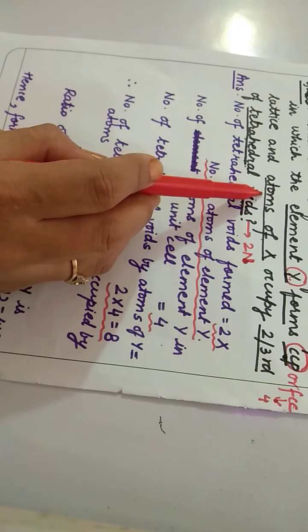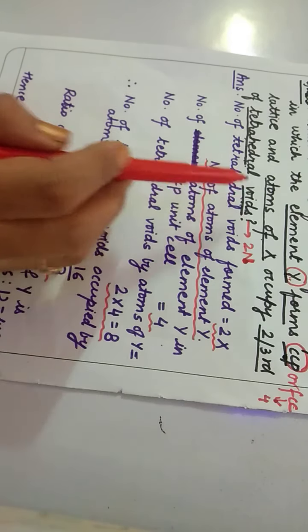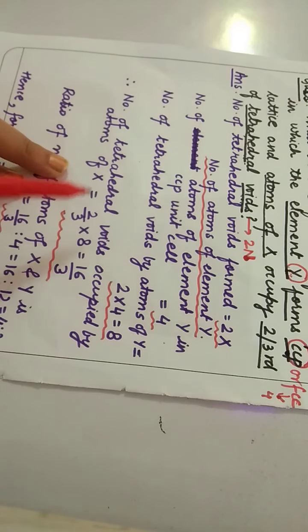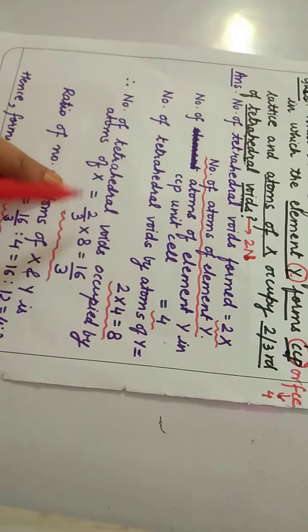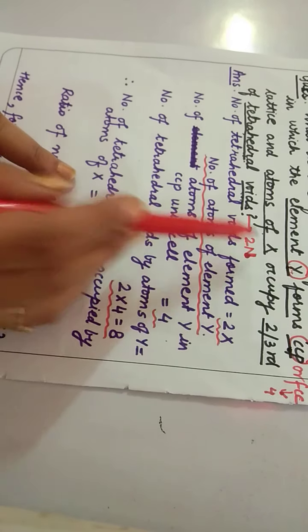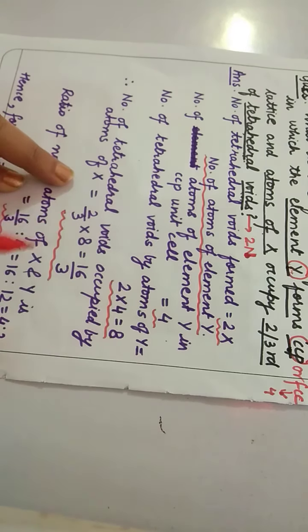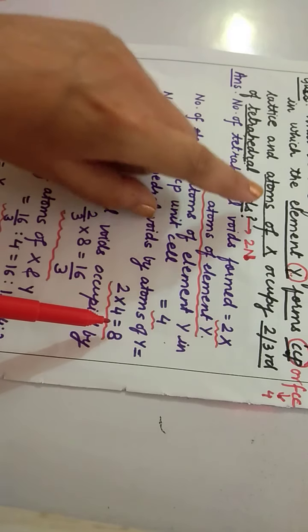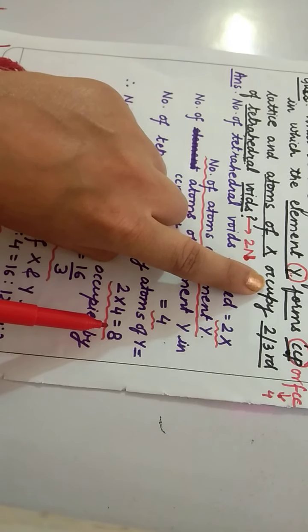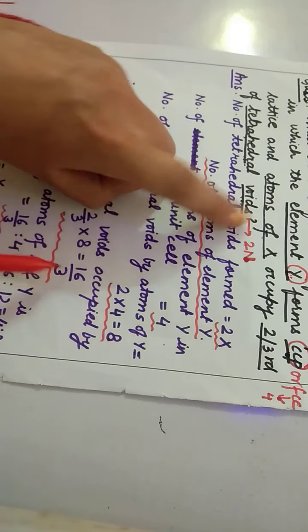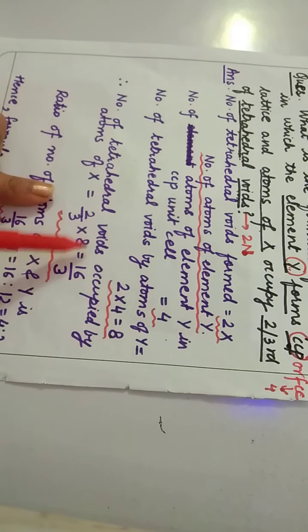Now, next. Atoms of X occupy 2/3 of the tetrahedral voids. The number of tetrahedral voids is 8. So the number of atoms of X will be equal to 2/3 of the number of tetrahedral voids of Y. 2/3 of the tetrahedral voids will be 2 upon 3 into 8, which is equal to 16 upon 3.